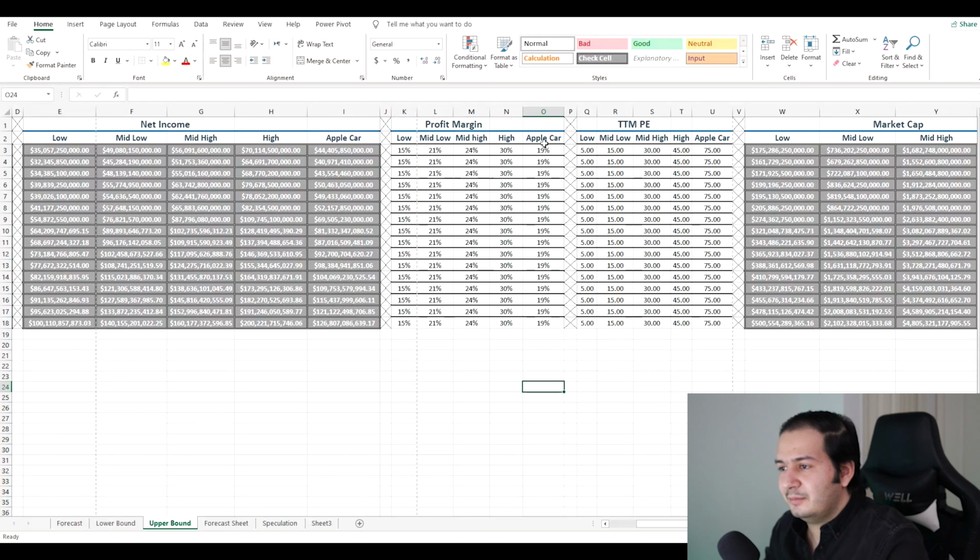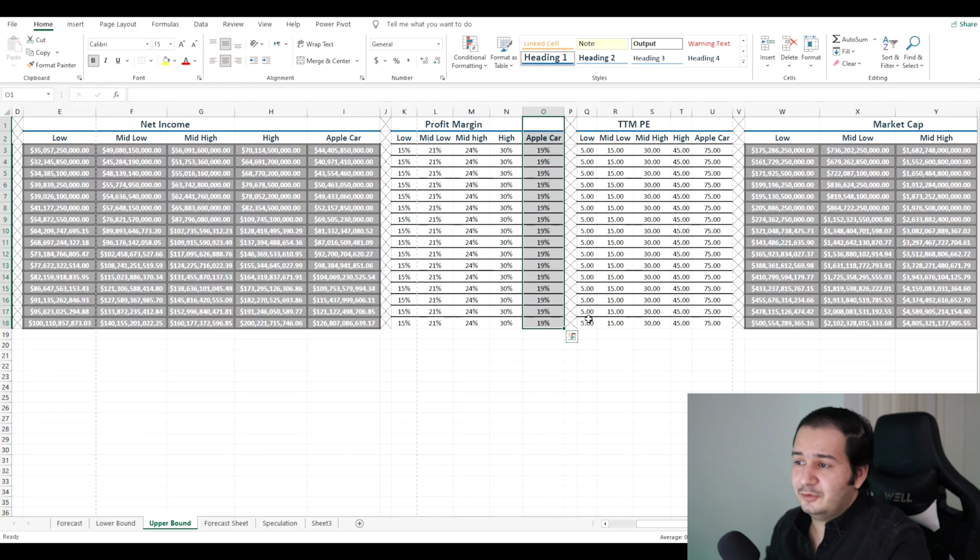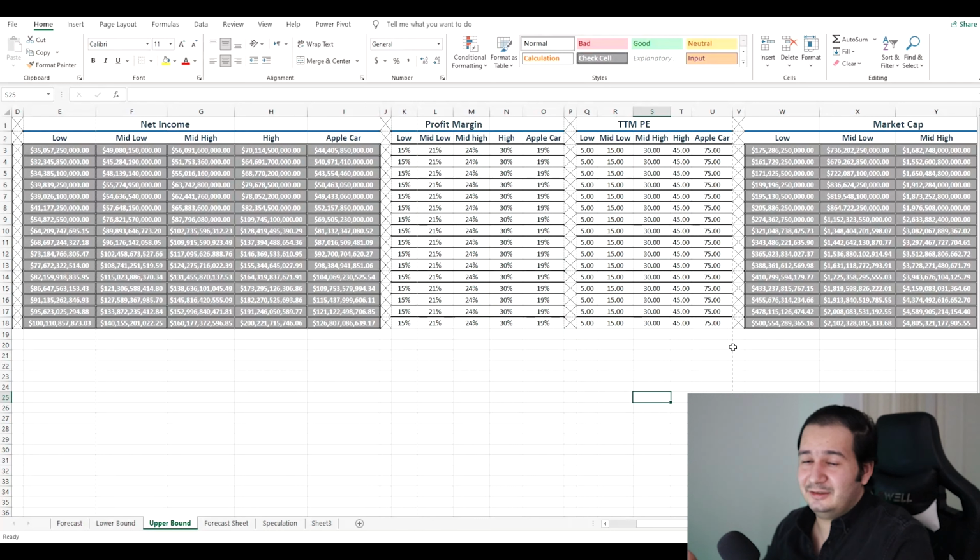I've also made a column here for the Apple Car, which I will discuss later. For the Apple Car, the profit margin, in my opinion, is going to be around 19%. It's really hard to just say profit margins because we don't know how much they're going to spend on R&D, and we don't know how many cars they are going to sell. We have no idea. So don't expect the Apple Car revenue numbers to be exact. Those are not exact, but anything other than that, I'm really confident of the numbers that I'm entering here.